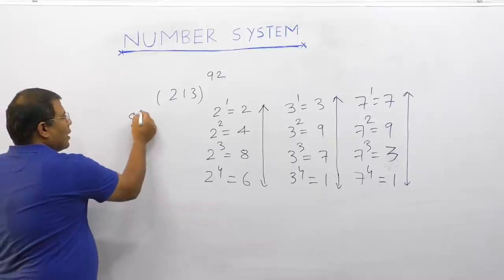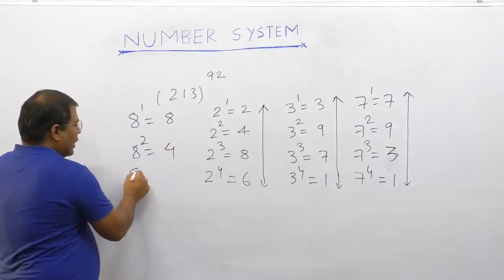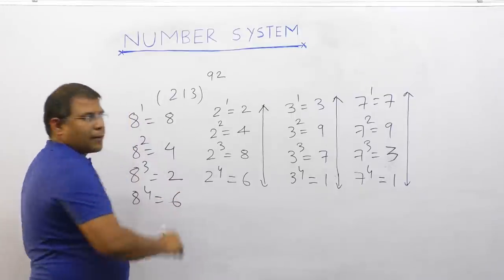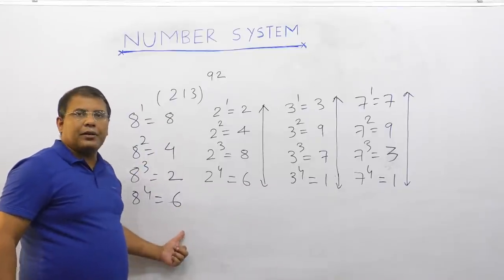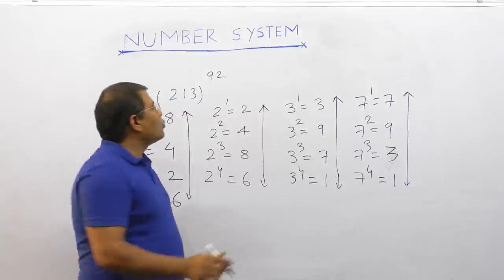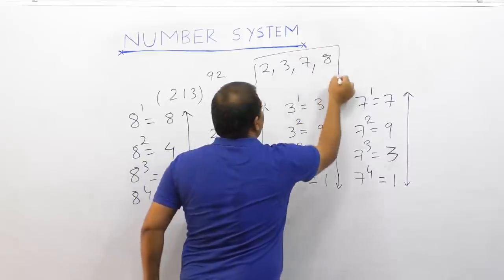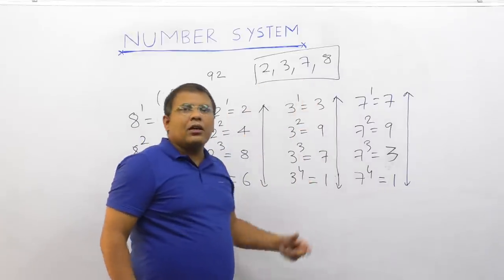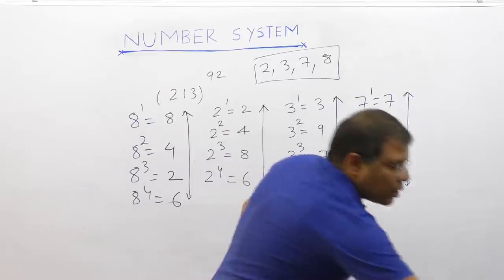Similarly, 8 to the power 1 is 8. 8 square, 4. 8 cube, 2. 8 to the power 4, 6. When I do 8 to the power 5, once again I get 8. So here also the power cyclicity is 4. So 2, 3, 7 and 8 are own brothers; their power cyclicity is 4. Now what about other numbers?